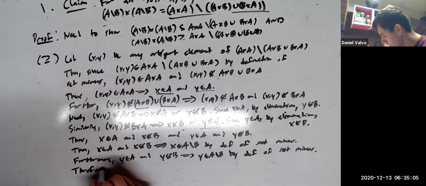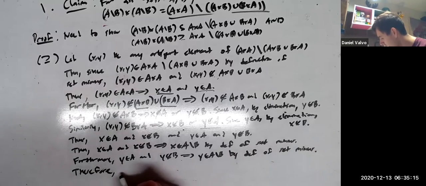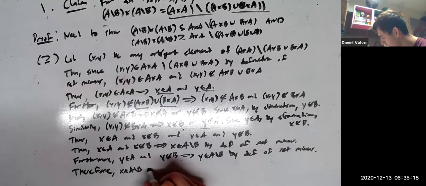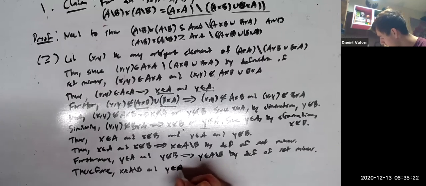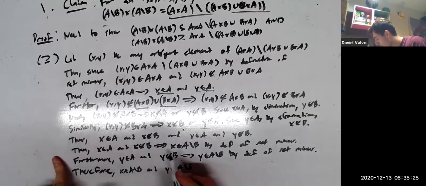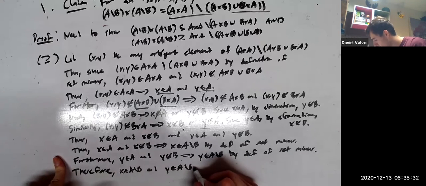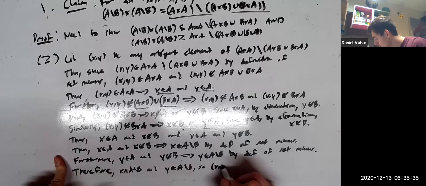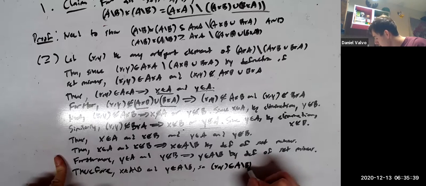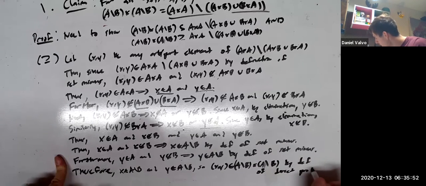Therefore, X is in A, not B, and Y is in A, not B, right? In this line, we showed X must be in A, not B, because X is in A and X not in B. This line, we show that Y is in A, not B, since Y is in A and Y is not in B. So, XY is in A, not B, cross A, not B, by definition of direct product.